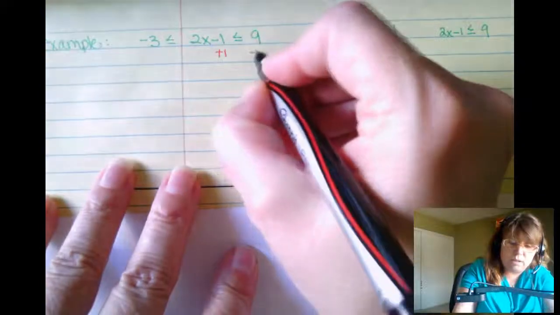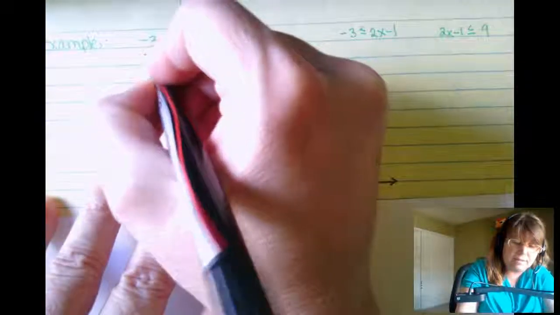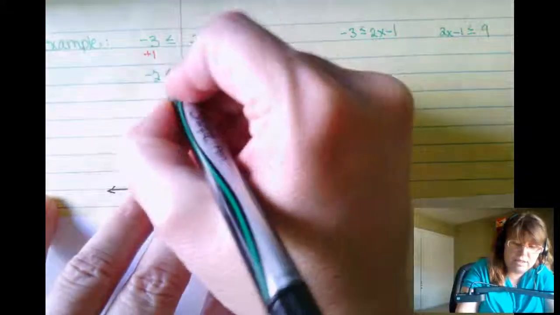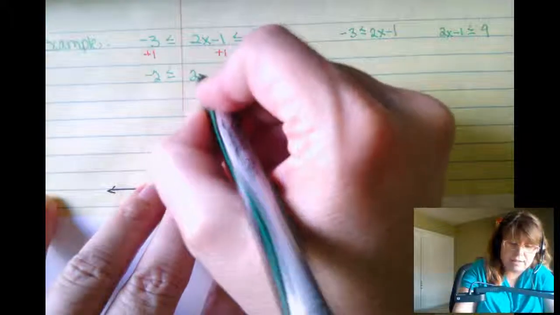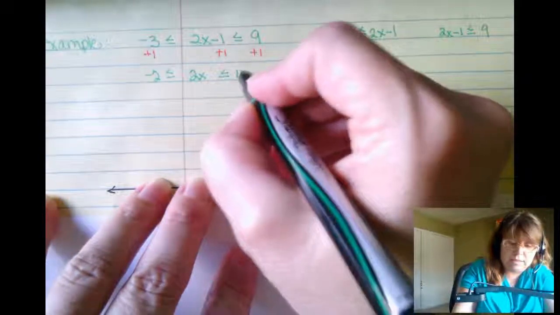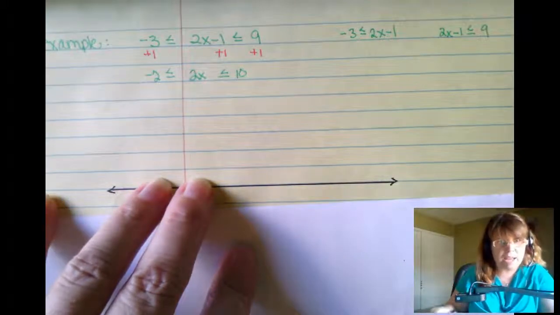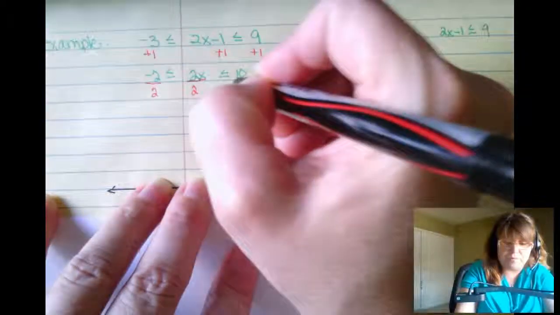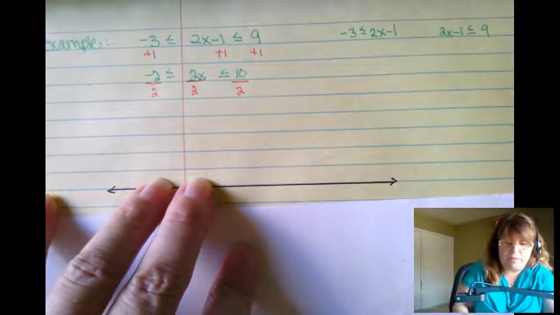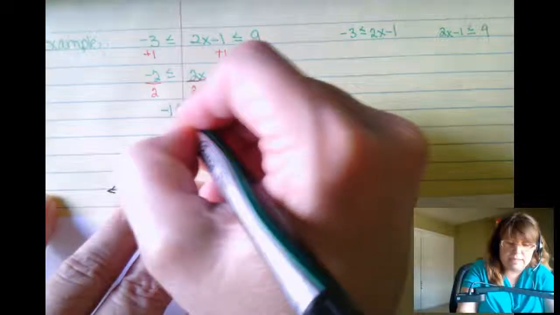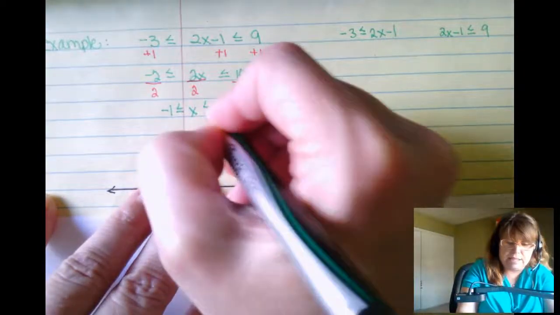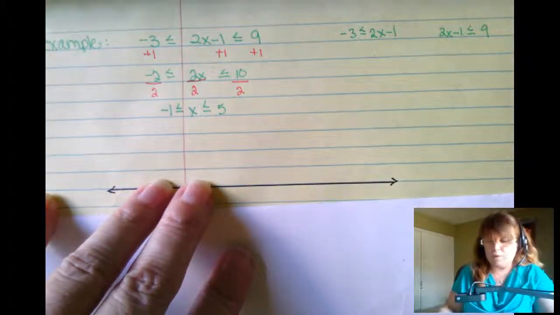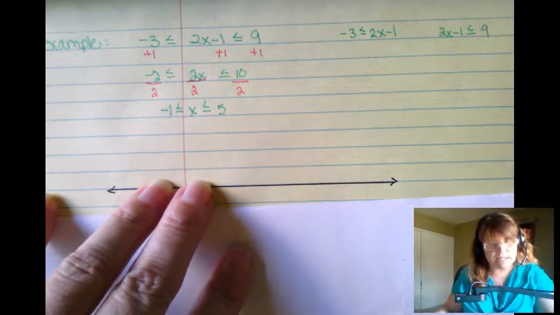So I'm going to add 1 to all sides, and I'm left with -2 is less than or equal to 2x is less than or equal to 10. Now I'm going to divide each side by 2, and I'm left with -1 is less than or equal to x is less than or equal to 5. Right? But if we work them separately, we should get the same values.